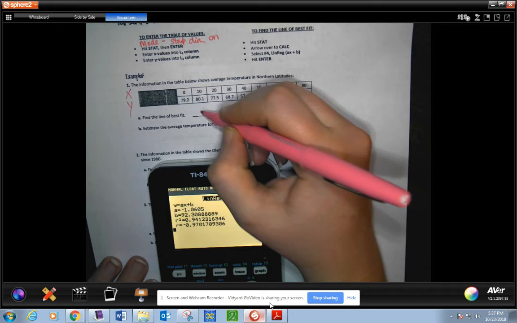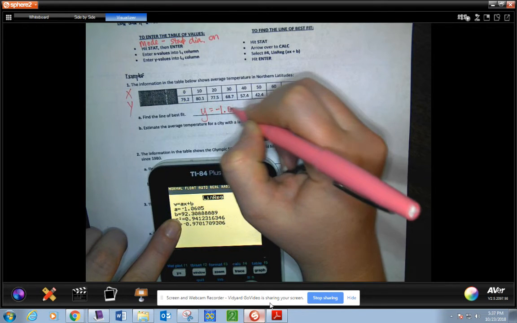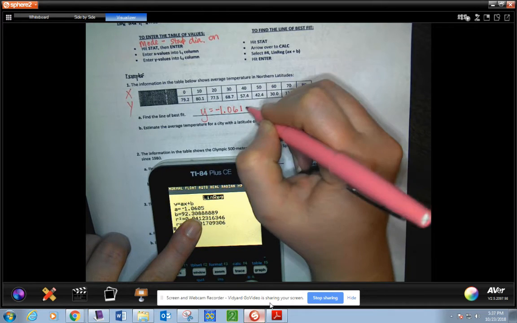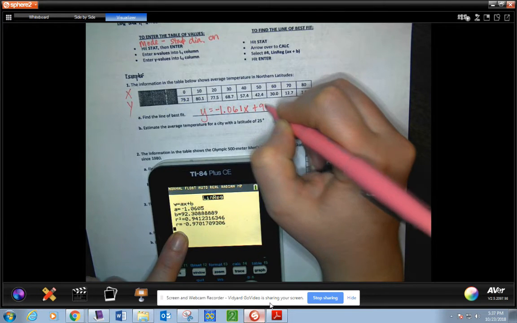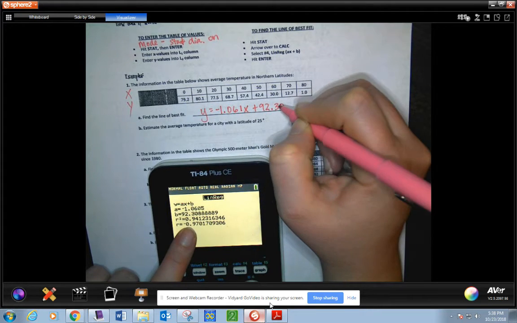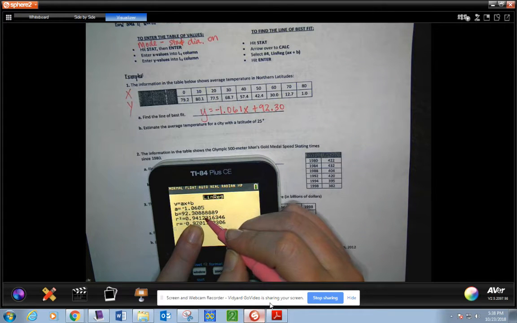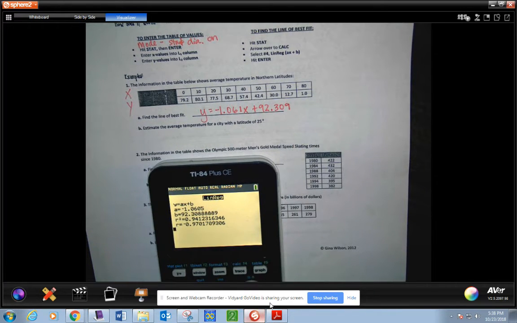So I'm going to do y equals, and I found out that A is negative 1.06, and that 5 makes the 0 go to a 1. Keep x. And then B is positive 92.30, and I only want one more decimal place. So I look at this 8, and that 8 makes that 8 go to a 9. Okay, so there's my equation.